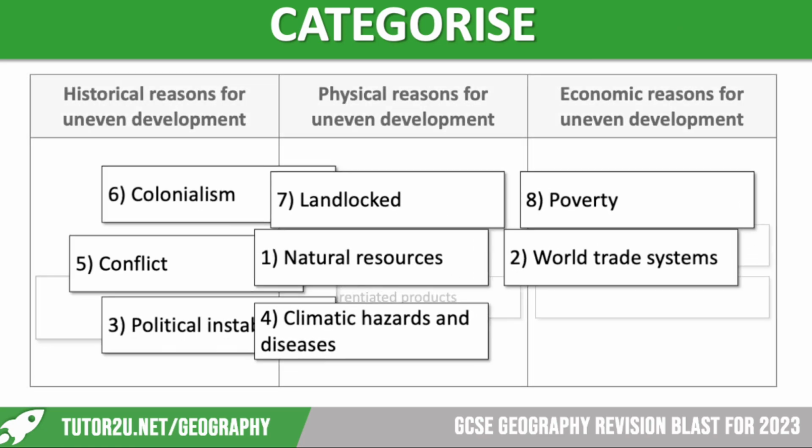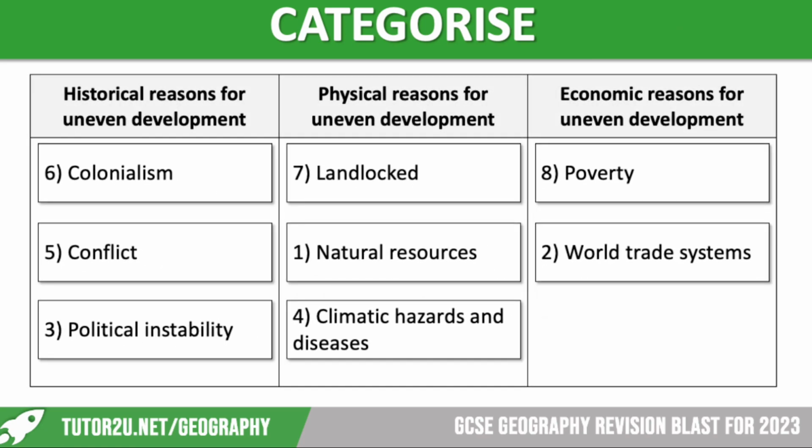Okay, let's see what they are. So in terms of our historical reasons for uneven development, we have colonialism, conflict and political instability. Now the two bottom ones do go together quite well there. So conflict and political instability mean that people are often reluctant to trade with you. If you had a tourist economy, it may be heavily affected because you are deemed unsafe as a destination, which can have a massive impact on the level of development and what happens to your economy.